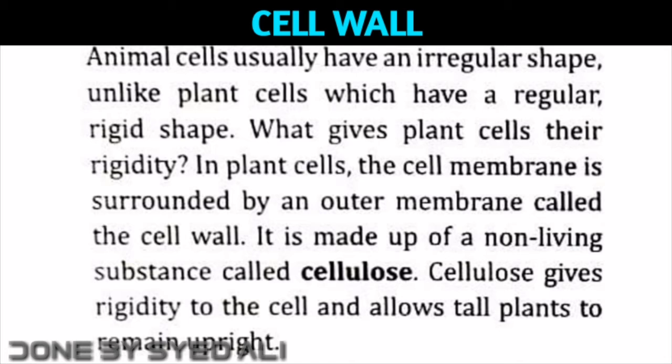Animal cells usually have an irregular shape, unlike plant cells which have a regular rigid shape. What gives plant cells their rigidity? In plant cells, the cell membrane is surrounded by an outer membrane called the cell wall. It is made up of a non-living substance called cellulose. Cellulose gives rigidity to the cell and allows tall plants to remain upright.